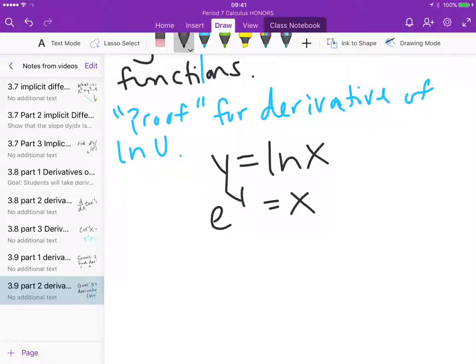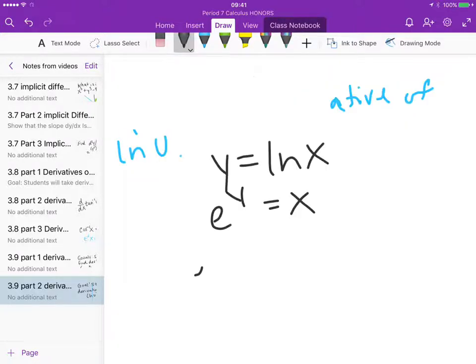So now, just like we've done in the past with our proofs, we want to implicitly differentiate both sides. So wherever we see that y, we're taking into account the dy dx in there as well. If you remember correctly from the previous video, the derivative for e to the y is just going to be e to the y. It's going to be the exact same thing. We did that proof in the last video. And so the derivative of e to the y is e to the y.